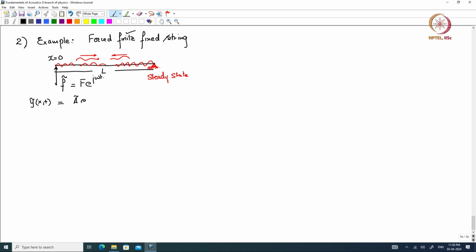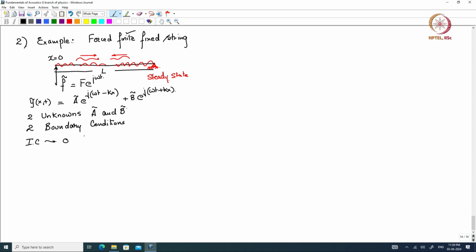a tilde e to the power of j(omega t minus kx) plus b tilde e to the power of j(omega t plus kx). Now we have two unknowns, a tilde and b tilde. So we will need two boundary conditions, and as I said, initial conditions, their effect has gone to 0. That is what we mean by steady state.